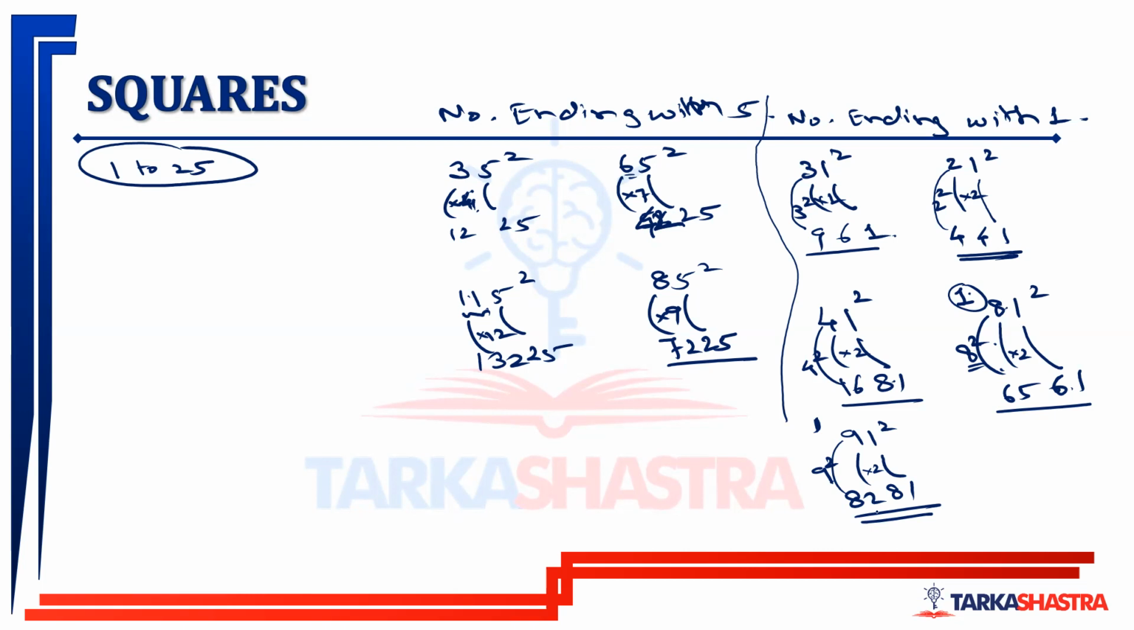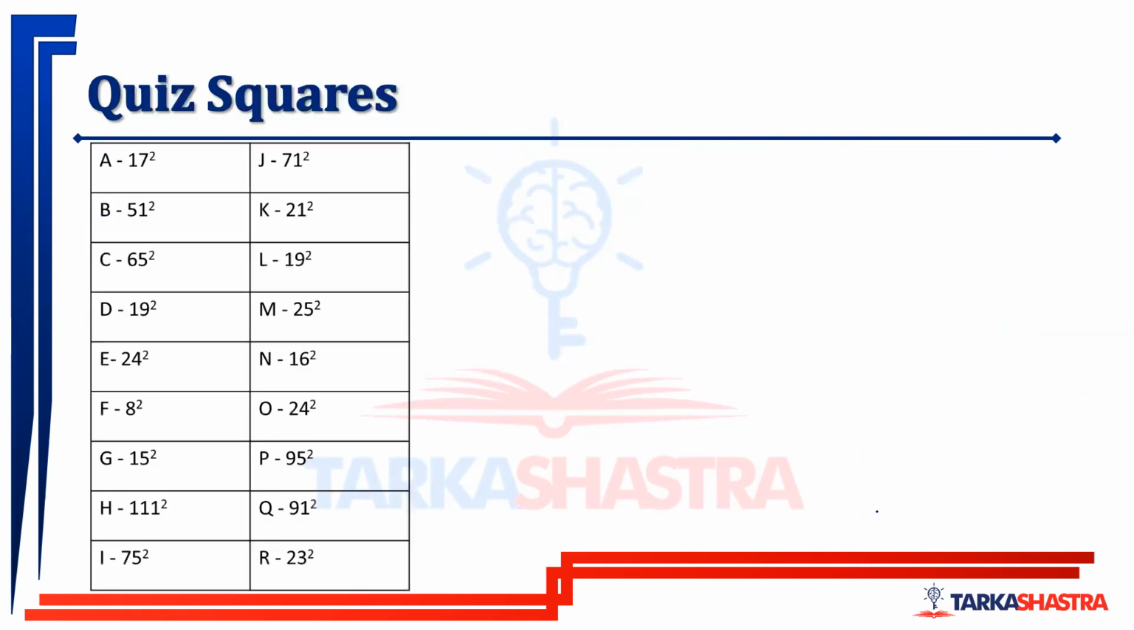ठीक है? I hope number ending with 5 and number ending with 1 का squares आपको आता हो. अभी squares के ऊपर quiz करेंगे. ठीक है? Again you are supposed to pause the video. Once you pause the video, उसके बाद आप ये क्वेश्चन सॉल्व करोगे, उसके बाद आंसर्स चेक करने आओगे. प्लीज फॉलो द इंस्ट्रक्शंस. 17 का स्क्वायर 289. 51 का स्क्वायर दिस इज 1, दिस इज 0, दिस इज 26.